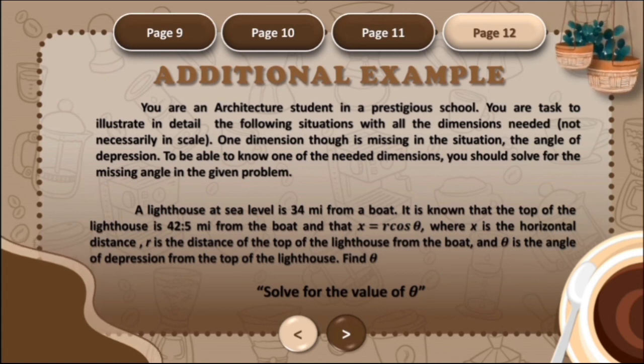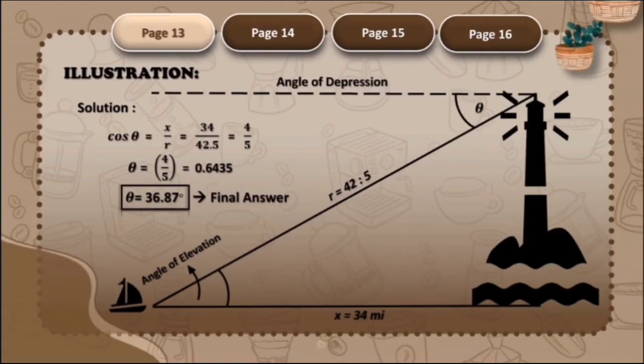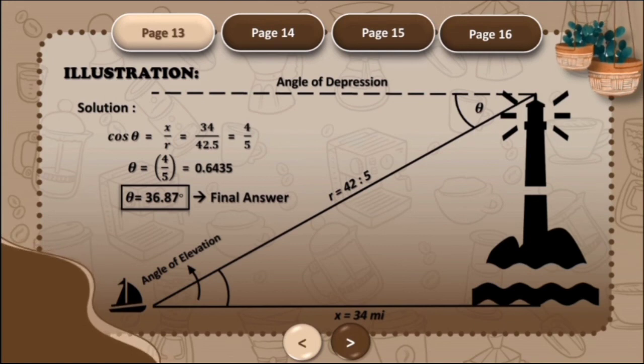It is known that the top of the lighthouse is 42.5 miles from the boat and that x is equal to r cos theta, where x is the horizontal distance, r is the distance of the top of the lighthouse from the boat, and theta is the angle of depression from the top of the lighthouse. Find theta. As you can see, before we solve this problem, we made an illustration for easy understanding purposes. Based on the given data, x is the horizontal distance, r is the distance of the top of the lighthouse from the boat, and we have to find the angle of depression, which is represented by theta.